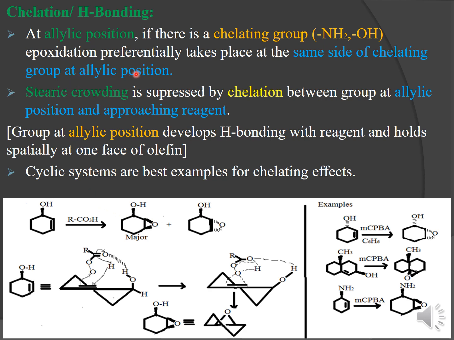So here steric crowding will be suppressed by the chelation compound. When we add the chelating compound, steric crowding gets suppressed between the group at the allylic position and the approaching reagent. Like if you are taking this one, this is your allylic compound, and this is your reagent, that is your hydrogen peroxide. With this it is getting suppressed, and then there is a formation of an epoxide.